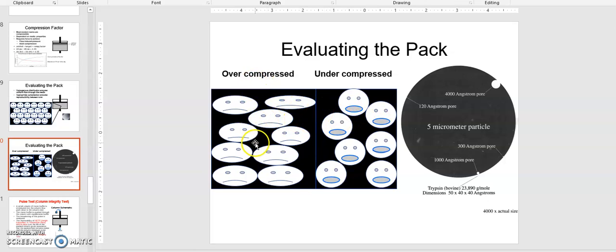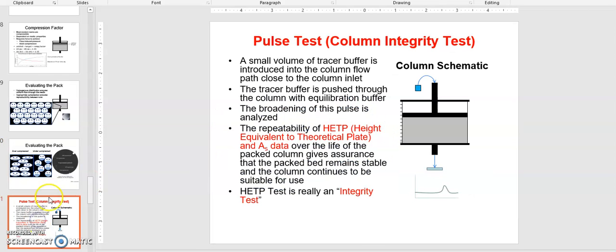Okay. These would be considered not well-packed columns, right? If it's overcompressed, there may be too much pressure in there, or if it's undercompressed, there may be some pockets of air holes there. Neither of them are good. Okay, so how do you validate it? Of course, there's a mathematical calculation that you can use. We call that a pulse test. I'm going to stop right here. I'm going to continue.